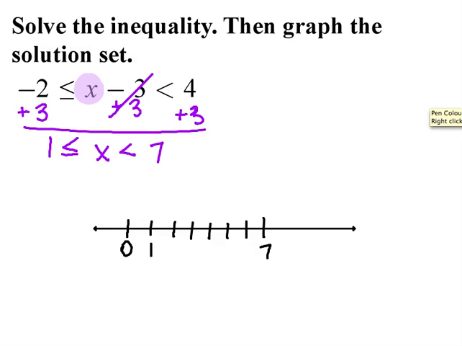Now, I'm going to look at this number. This number tells me my ending point. Am I going to use a closed circle or an open circle? Closed. Where's my next ending point? 7. Am I going to use a closed or an open? Open, because this is not equal to. And then what am I going to do? Shade in between. Okay. So far, so good?